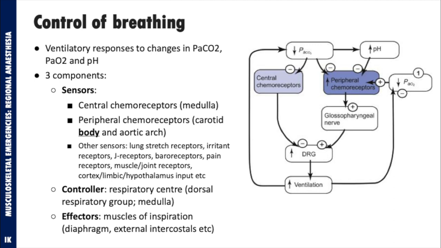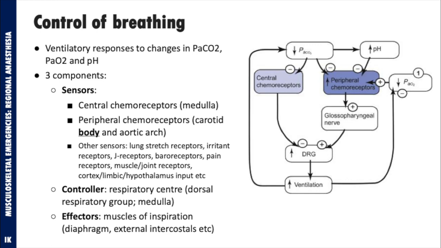So control of breathing. So do you remember just now the baroreceptor reflex? The concept is the same. Okay, you have a sensor, controller, effector. So for the respiratory system, the sensor, the main one is the central chemoreceptor, which is in the medulla. And you have the peripheral chemoreceptors in the carotid, body or sinus? Body. So remember, carotid sinus is a baroreceptor, the body is a chemoreceptor, and the aortic arch. You have all these other small sensors, probably don't need to know in detail, but be aware that they exist.